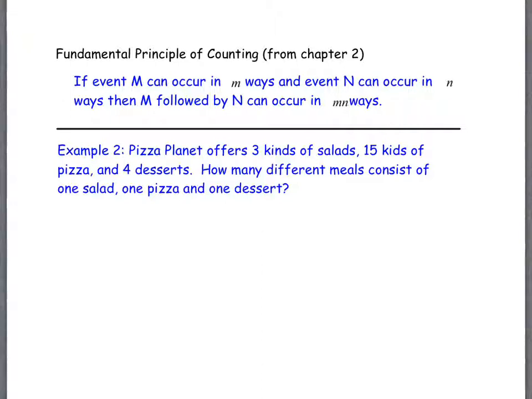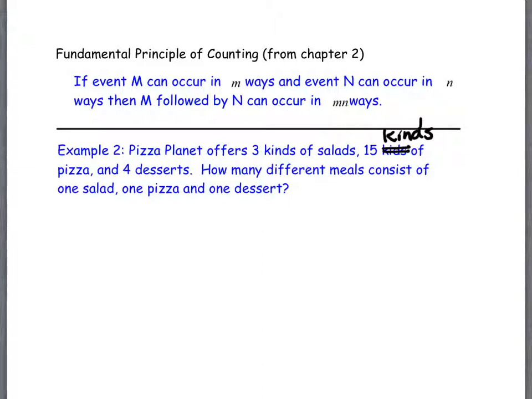And here's a straightforward example of how it works. Pizza Planet. Yes, Pizza Planet. My son keeps telling me he wants to go to Pizza Planet. It offers 3 kinds of salads, 15 kinds, not kids, kinds, of pizza, and 4 desserts. How many different meals consist of 1 salad, 1 pizza, and 1 dessert?